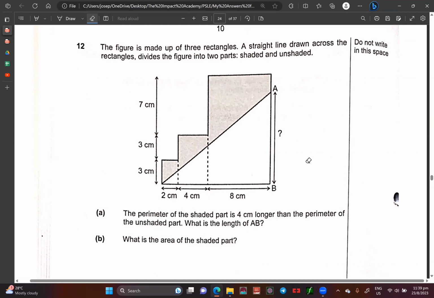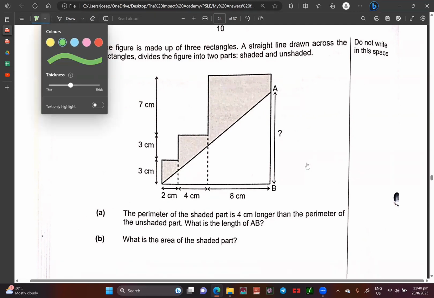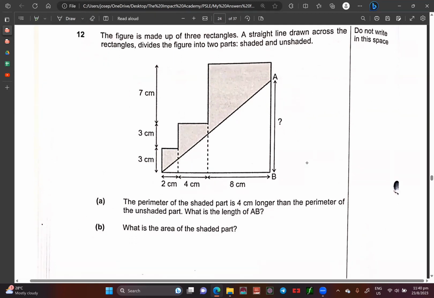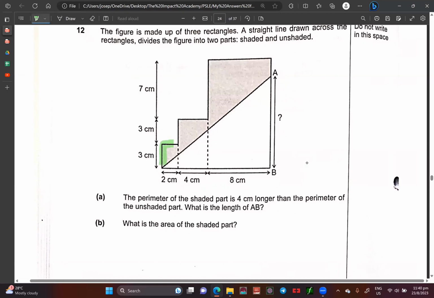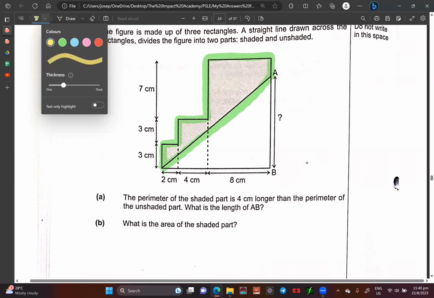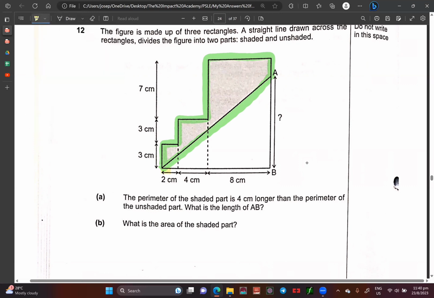It says the perimeter of the shaded part. The moment I see the words perimeter of the shaded part, I want to whip out my highlighter. I want to make sure I highlight the shaded part and know exactly what I'm looking at. And for the unshaded part, I will also highlight. You will soon realize that there is something that is common. And that part that is common is the straight line that was drawn across the rectangles that divided the figure into two parts.